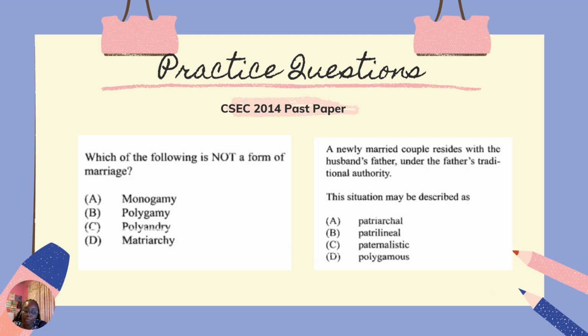It could not be paternalistic because it's not a family term. So we are left with patriarchal and patrilineal. Patrilineal is line of descent passed through the father's side of family. And patriarchal is the living situation where the father holds traditional authority. Therefore, A is the answer.